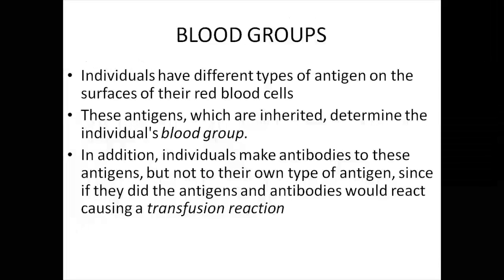It is because the identification of the different blood are found within the surface protein, or as what we know, the surface protein are the antigen, which are found on the surface of red blood cells. So this surface protein or antigen, which are found in the red blood cells, are the one which identify a specified blood group. So this surface protein or antigens are inherited from the close link of father and mother, from the biological host link. So if an individual makes antibody to this antigen, but not to their own type of antigen.